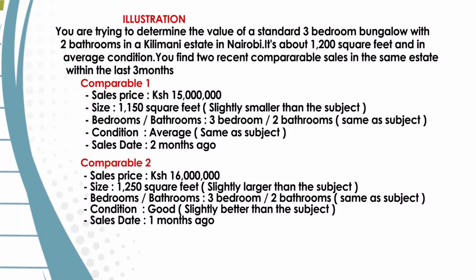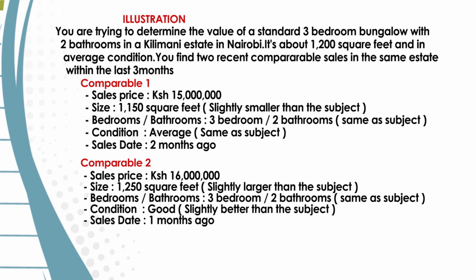Comparable 2 sales price is 16 million. The size is 1,250 square feet, which is slightly larger than the subject. The bungalow has 3 bedrooms, 2 bathrooms, same as subject. The condition is good, slightly better than the subject. The sales date is 1 month ago.